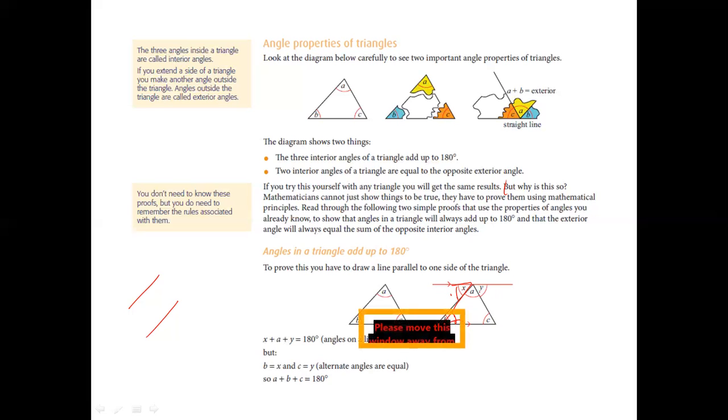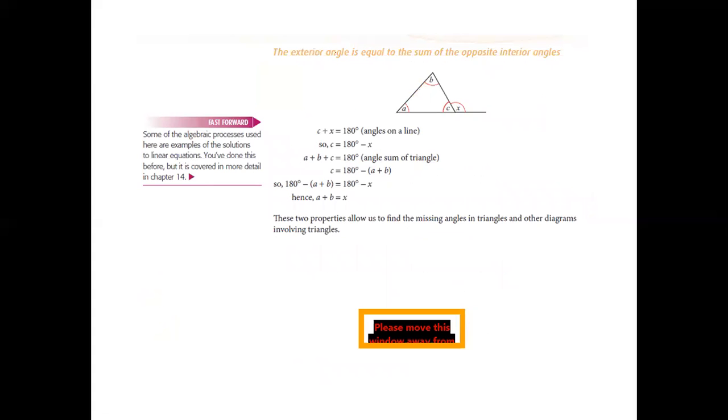It's just like a proof. In the future, we'll show you with examples. The exterior angle is equal to the sum of the opposite interior angles. For example, a plus b is equal to x. And here the other info is c plus x is 180. Don't forget, because it is a straight line.